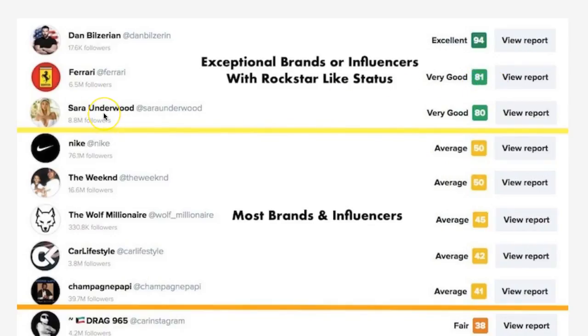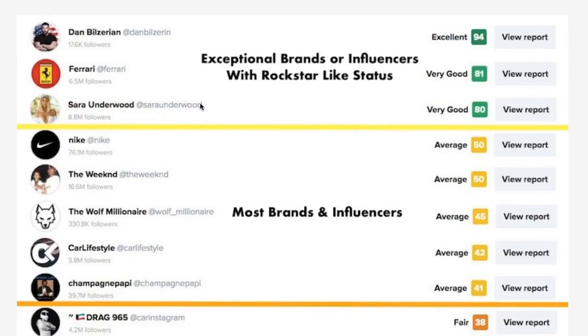Sarah Underwood, one of the top female influencers, given her ex-Playboy status and the fact that she's been doing her social media thing for over a decade, maybe even longer, has an 80 rating. So when I look at these three, I go, okay, the program that I use for this seems pretty accurate, because this is what I would have expected for these.